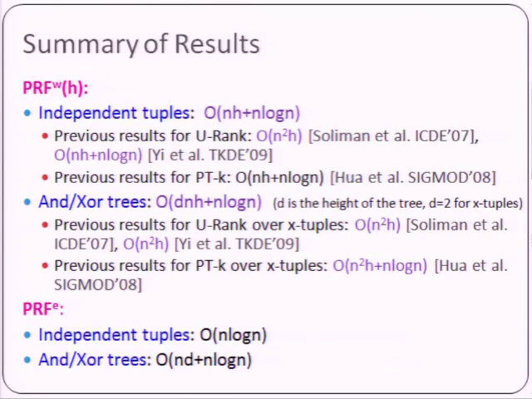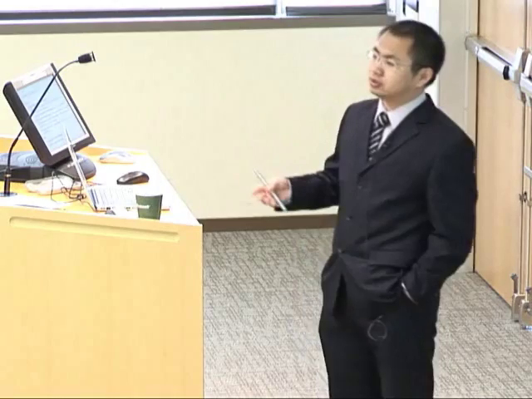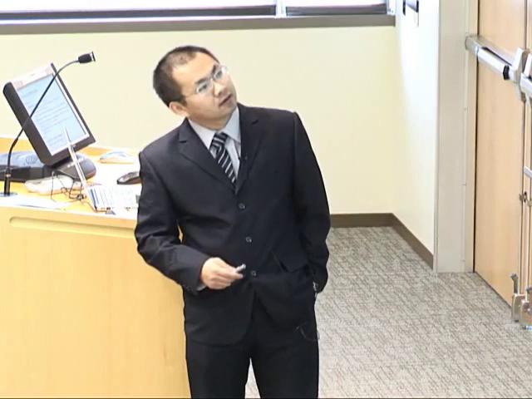And we have some other results here. This is a summary of the results. We have the PRFw function for independent tuples. In order to achieve all these results, we need some tricks to do the polynomial multiplication, for which we can use the FFT algorithm. And we have to use some other tricks to further reduce the running time. So this is the result we get: n h plus n log n. h is a parameter here. And this is a previous result for a very special case. Recall that U-Rank and PT-k are special cases of our PRF function. Our running time is better than the previous one.